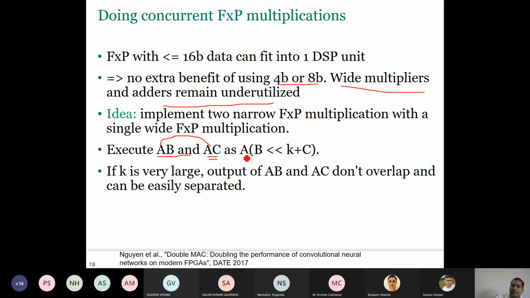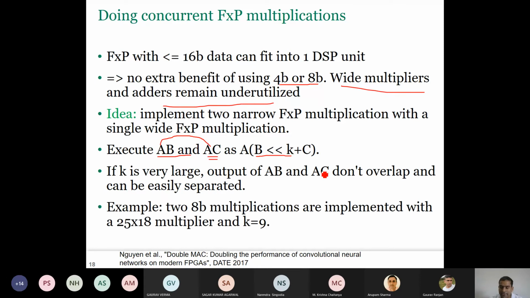Okay, so we can implement it as A, then this left shift B by K bits plus C, where we assume that B is K bits wide. If K is very large, then output of AB and AC don't overlap and they can be easily separated. Okay, let me take this example.